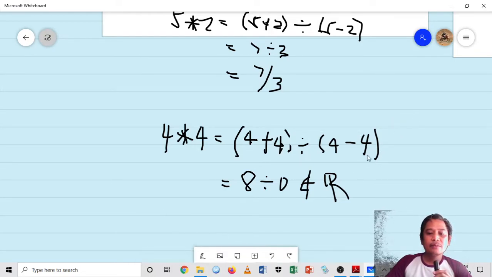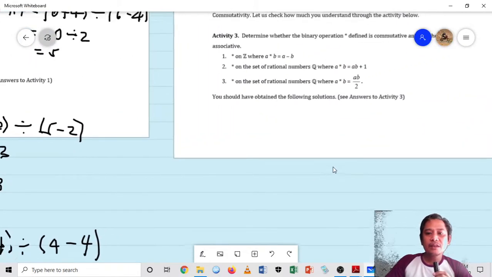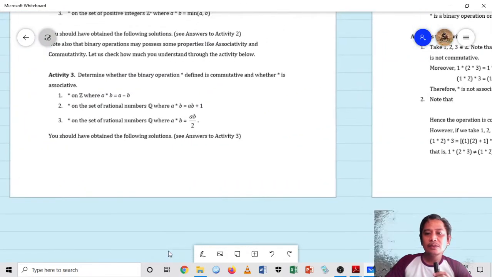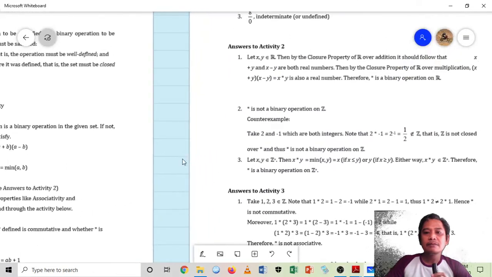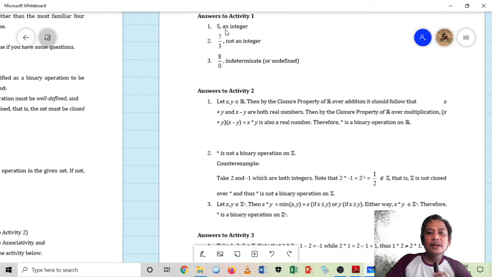Okay, I hope you got that. We would check. Notice that the answer key is given here in the last part of the learning packet. So the answers are: number 1, 5, which is an integer. In number 2, you have 7 over 3, which is not an integer. Then number 3, you have 8 over 0, indeterminate or undefined.